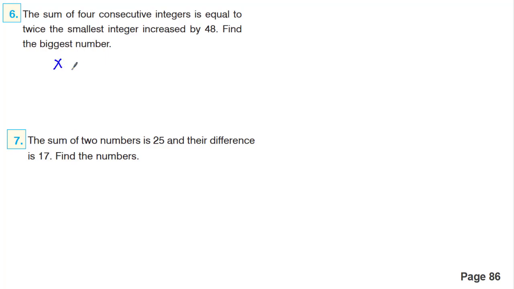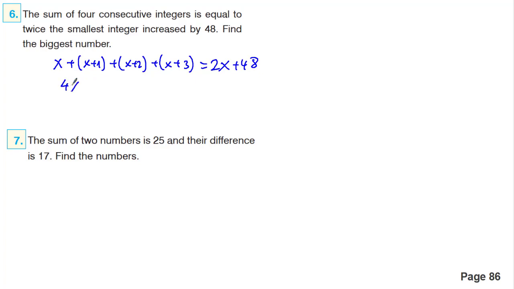The sum of 4 consecutive integers is equal to twice the smallest integer increased by 48. So if the first of these consecutive integers is x, the next one would be x plus 1. Next one would be x plus 2, of course. You keep adding 1. So 4 consecutive integers would look something like this: x, x plus 1, x plus 2, x plus 3. So the sum of 4 consecutive integers is equal to twice the smallest, and the smallest one of these is x. So twice x increased by 48, so plus 48.